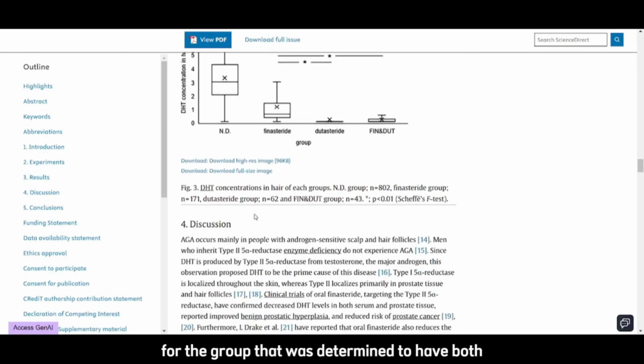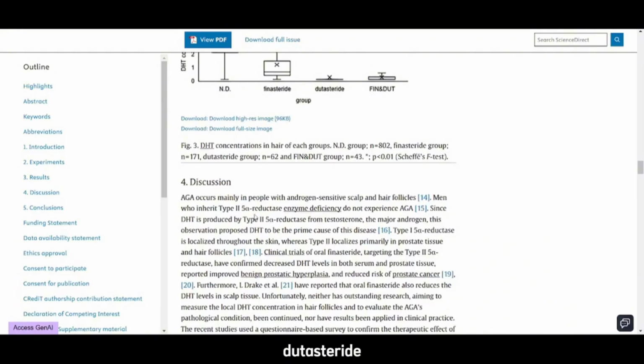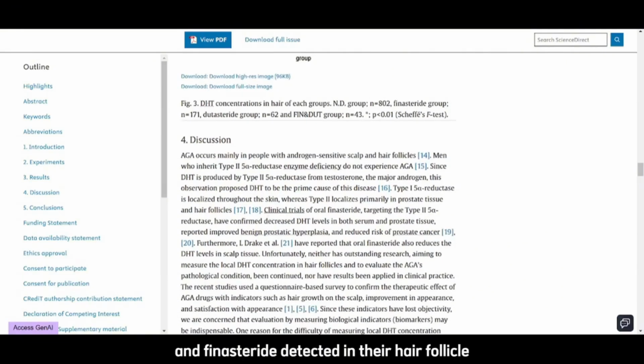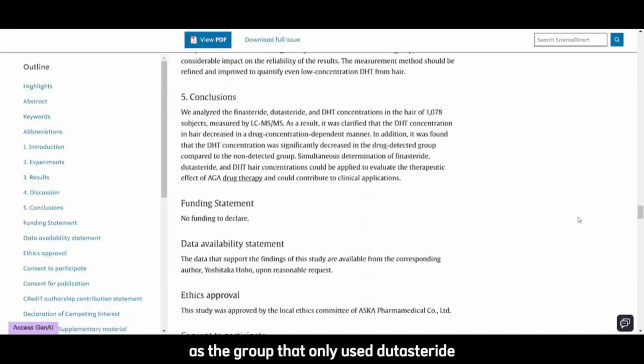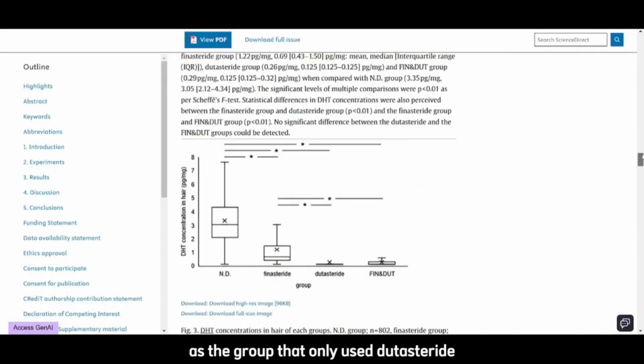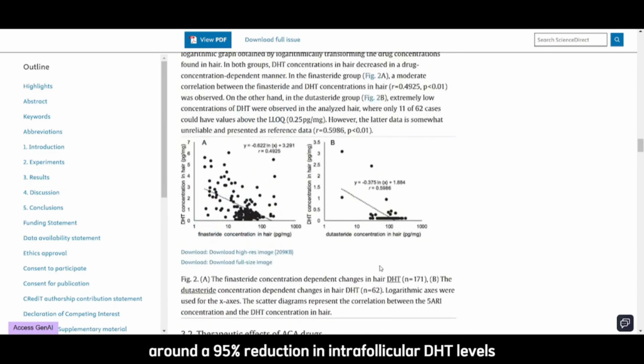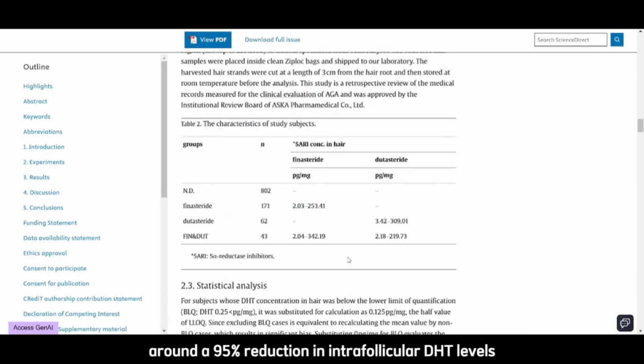For the group that was determined to have both dutasteride and finasteride detected in their hair follicle, it had about the same reductions of DHT as the group that only used dutasteride. So that being around a 95% reduction in intrafollicular DHT levels.